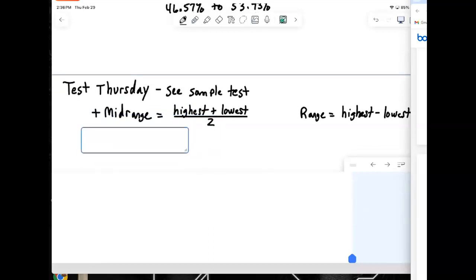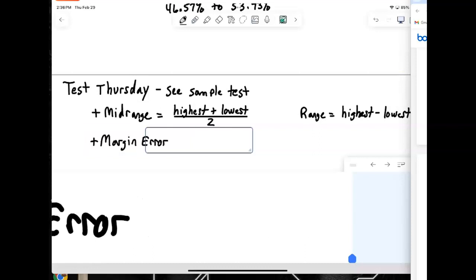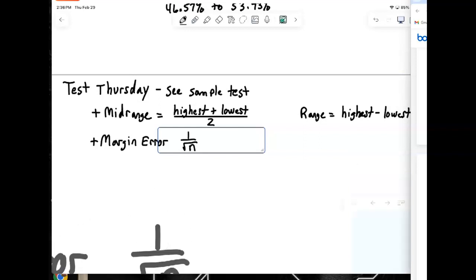And the other thing that's not on the sample test that is on your test is what we just talked about, and that is the margin of error. Remember, the way we compute that is 1 divided by the square root of the number surveyed. And then we use that to show the range for the higher person, whoever's scoring higher in the polls. Okay, so those two things are also on your test, but they're not a part of the sample test.